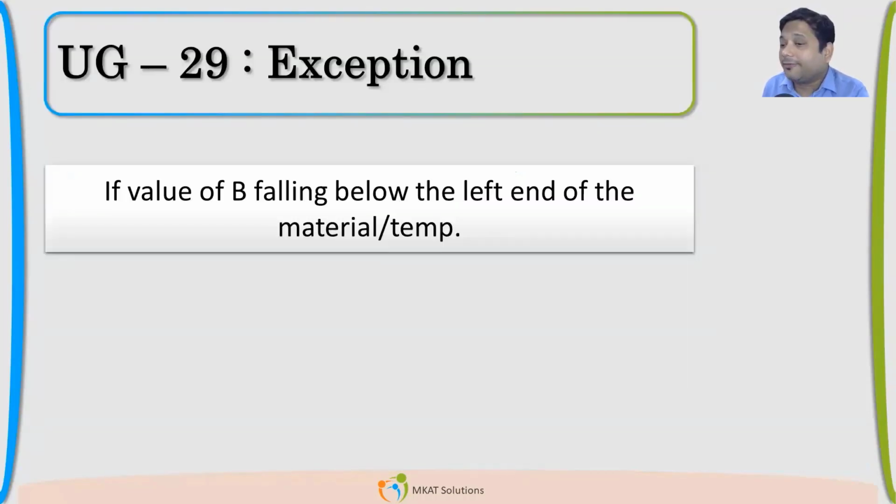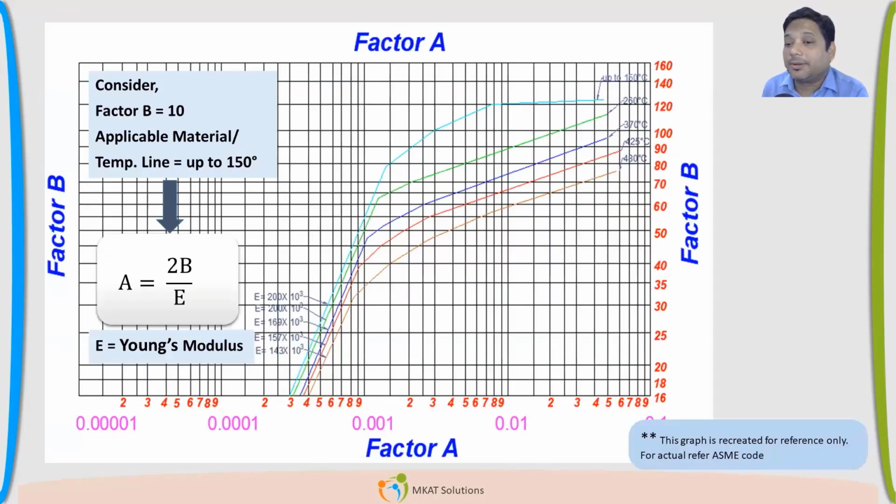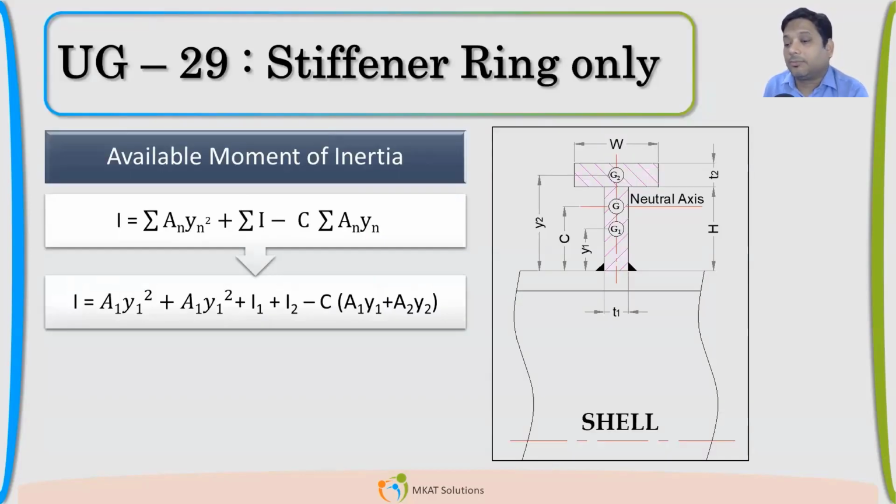See, it may happen that you will ask, what if my B value is less than 16? Then it will not touch any temperature lines, right? What if my B value is crossing 120 and is not touching any line? Then what will I do? Then I can directly use this factor A line and get the factor A value. Once we have the factor A value, we now have all the required values to get the required moment of inertia.